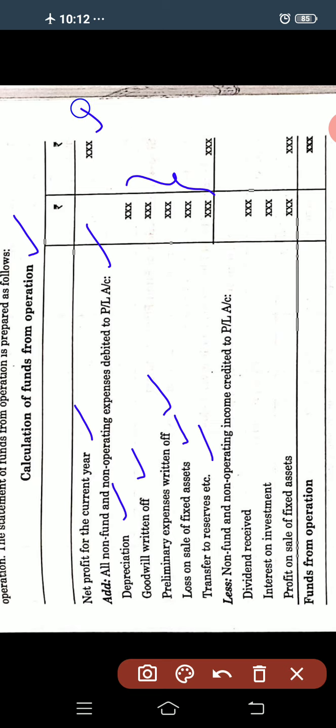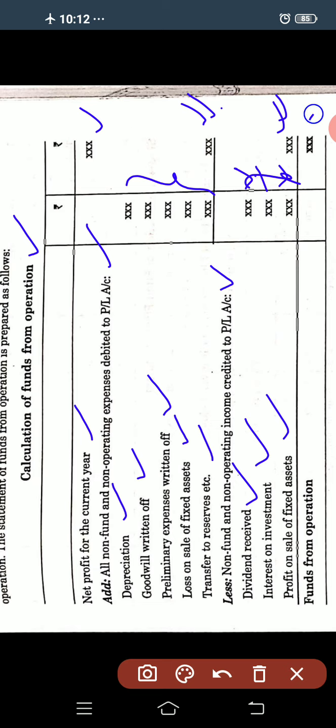So we have to add them to the net profit. Then we have to write the total here. Then from that we have to deduct the non-fund and non-operating incomes that are credited to profit and loss account, that is dividend received, interest on investment, profit on sale of fixed assets. All these items we have to deduct. We have to make the total of this, then record it here. From that we have to deduct, then we will get the fund from operation. So this is the first method, that is the statement method to calculate the fund from operation.